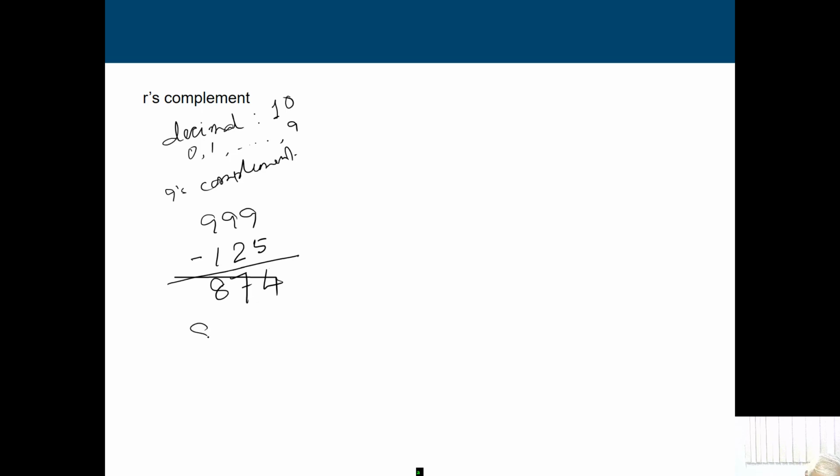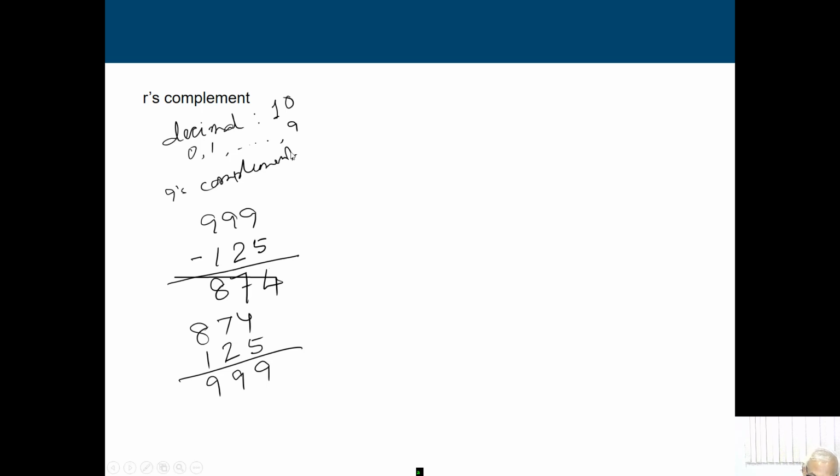Now you take this 9's complement 874 and add it to the given number 125. What are we going to get? 999. So we get this maximum number. After that, what do we do in this particular case? I will stop here and explain it further down.